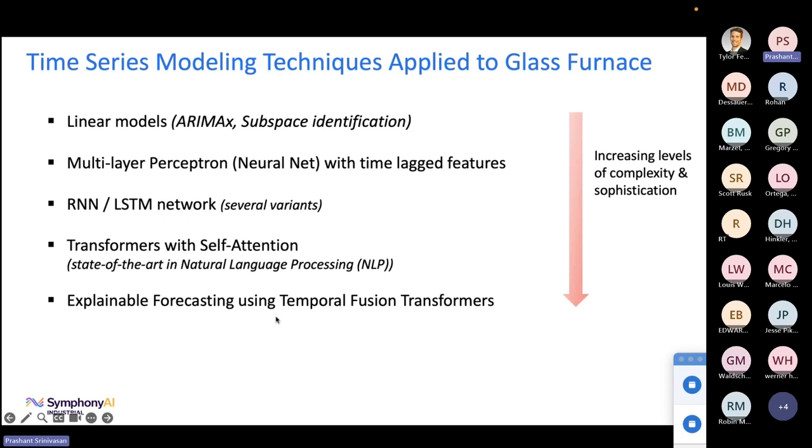And really, these models are now getting closer to the ones that are used, for example, in natural language processing and ChatGPT and so on. But the main difference here is that they are working on numerical data, and the problems here definitely have their own unique challenges. So these are some of the methods that we have tried.